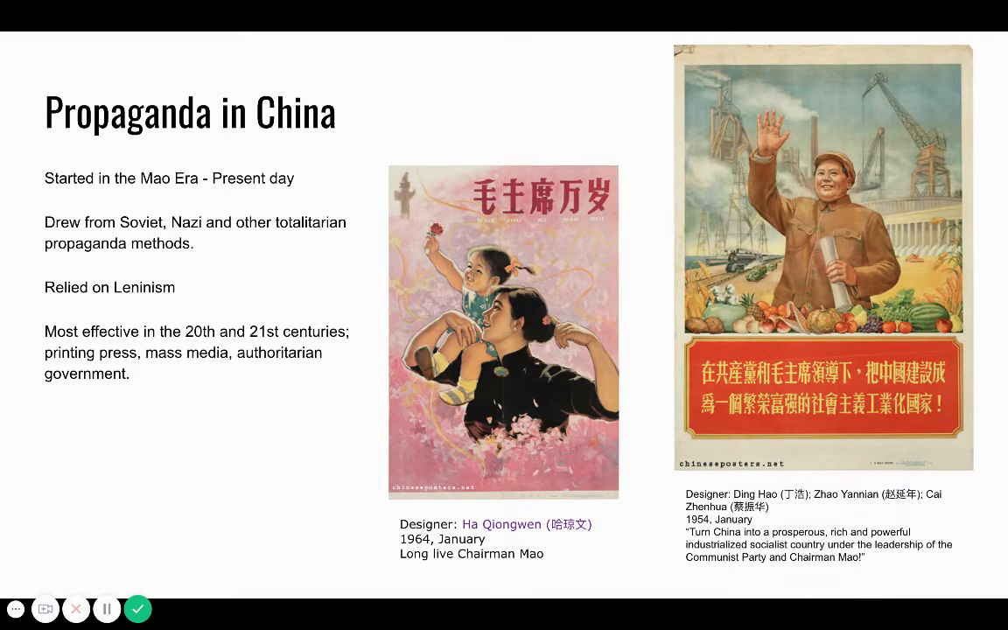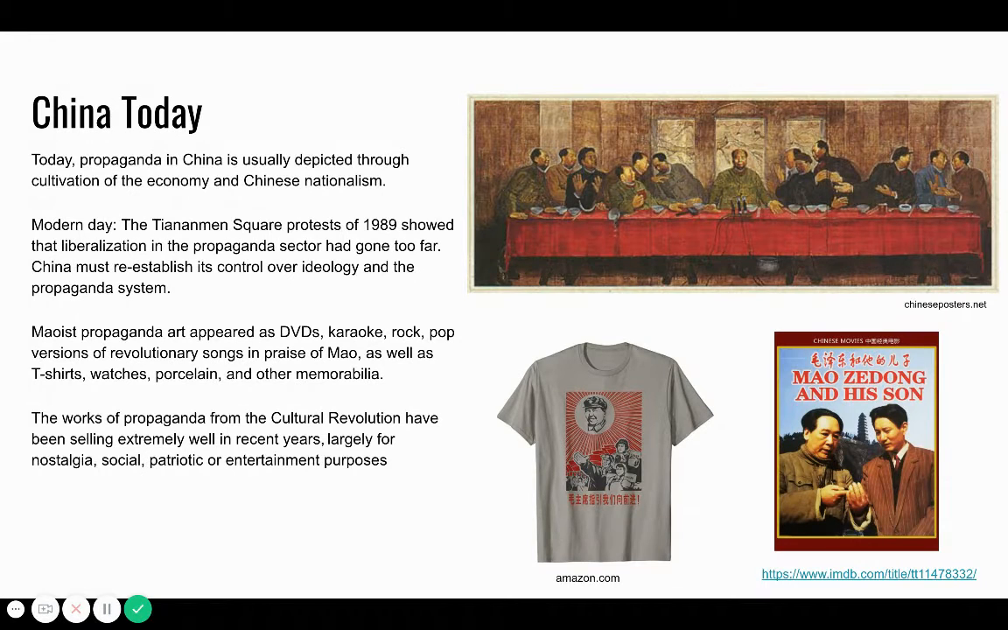Propaganda became most effective during the 20th and 21st century because of the printing press, mass media, and other authoritarian governments. In China today, their propaganda is depicted through cultivation of the economy and Chinese nationalism. Other modern-day propaganda focuses on re-establishing control after the Tiananmen Square protests of 1989. They also have memorabilia of propaganda during the Mao era. This propaganda art has appeared in new formats such as DVDs, karaoke, rock and pop versions of praise songs. They have also created t-shirts, watches, and more. These works have sold in recent years for nostalgia, social, and other purposes.